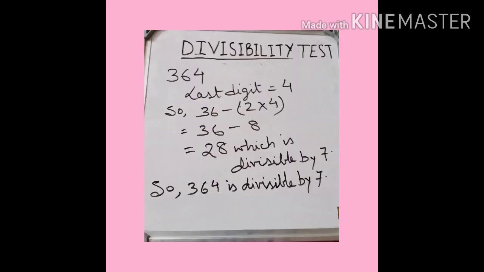Okay. Let's take another example, 364. What is the last digit over here? The last digit is 4. So 36 minus 2 into 4. We should be calculating twice the last digit. So 2 into 4 is equal to 8. So 36 minus 8 is 28, which is divisible by 7. So 364 is divisible by 7. Please go through this properly, right?